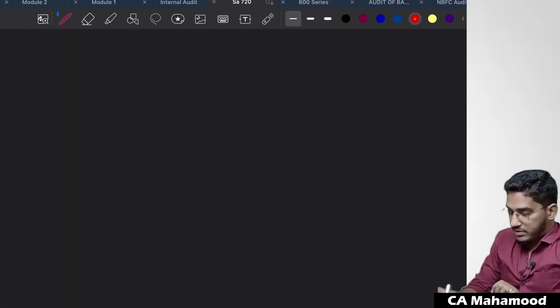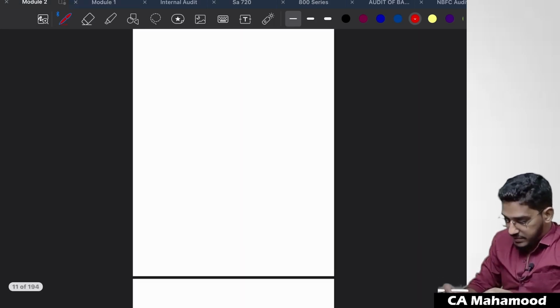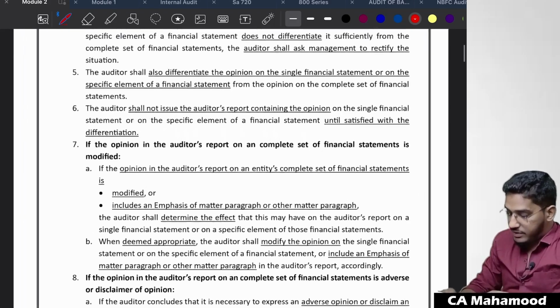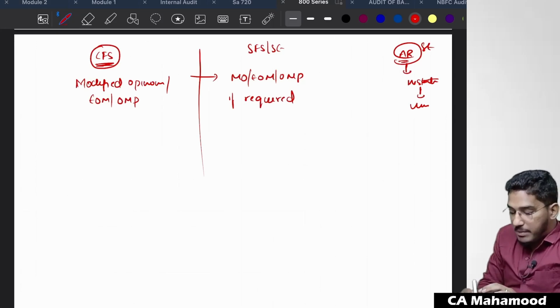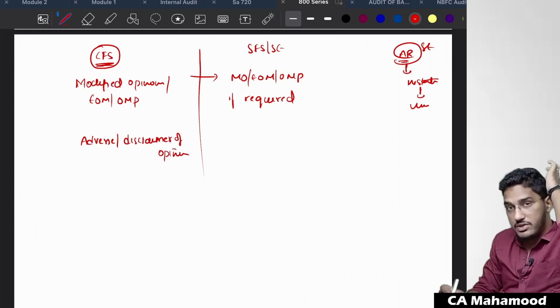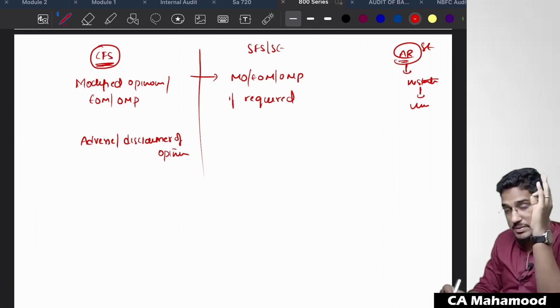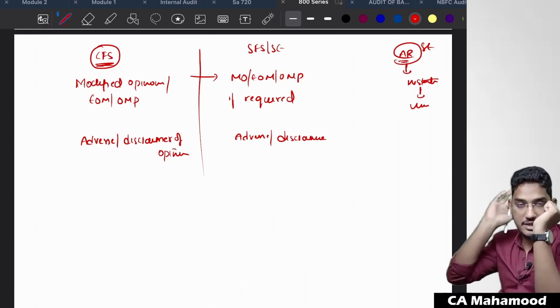But the standard specifically says one thing here. What does the standard say? One specific thing the standard says regarding adverse opinion or disclaimer of opinion. So this point is very important. If the complete set of financial statements contains an adverse opinion or a disclaimer of opinion, then on the single financial statements or separate element, in the audit report on the specific element of the financial statements also, you have to give either adverse or disclaimer only. This is a specific requirement of SAE 805.